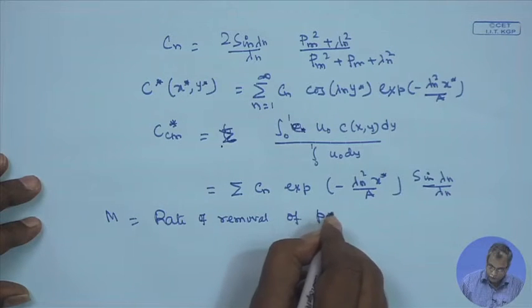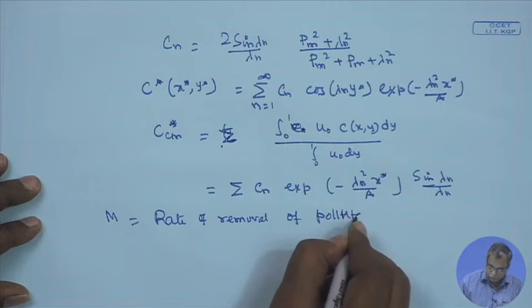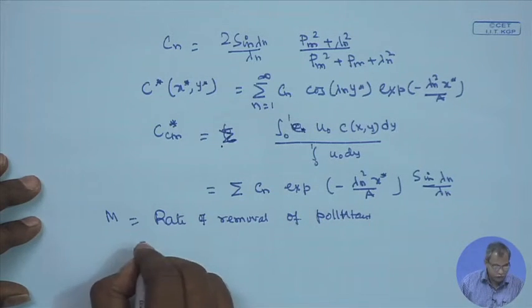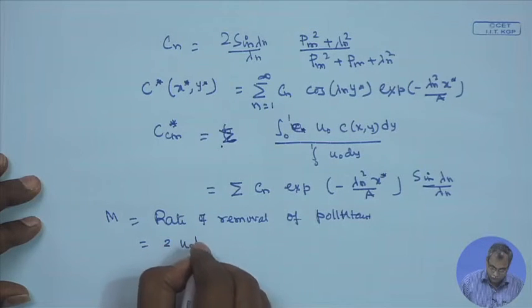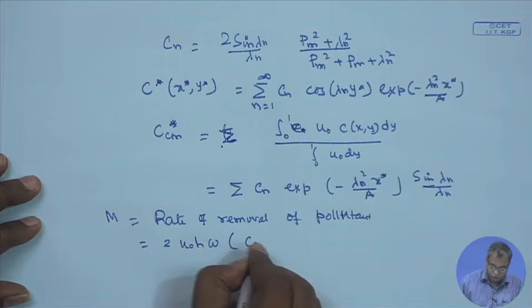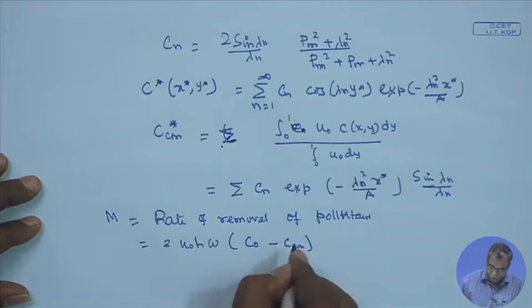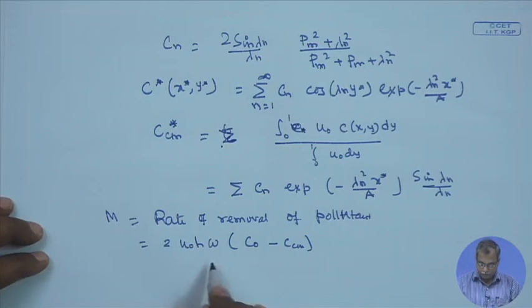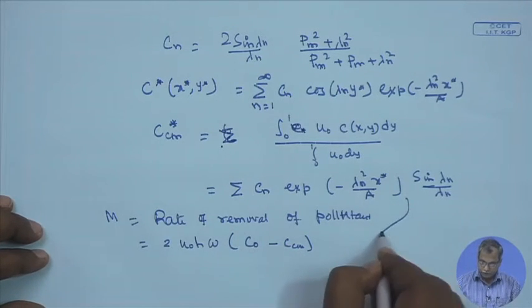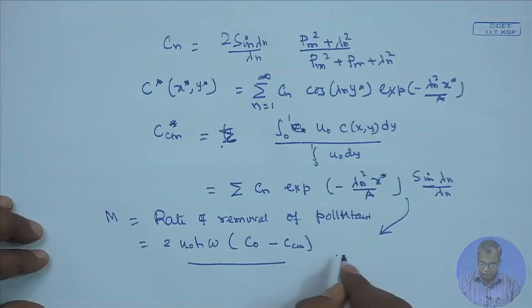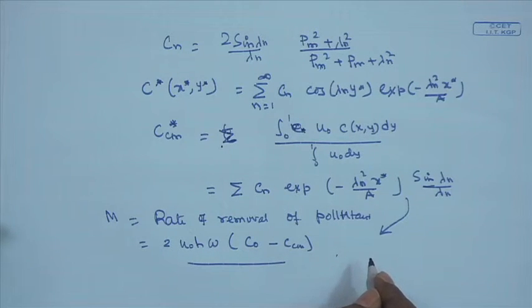And mass removed, the rate of removal of pollutant, will be 2 u 0 h times w C naught minus CCM. Then after multiplying by C naught, if you put this expression, one can get the rate of removal of the pollutant through the dialysis process. So, this is how the dialysis process can be modeled either by the one dimensional model or the detailed 2 dimensional model we have discussed.